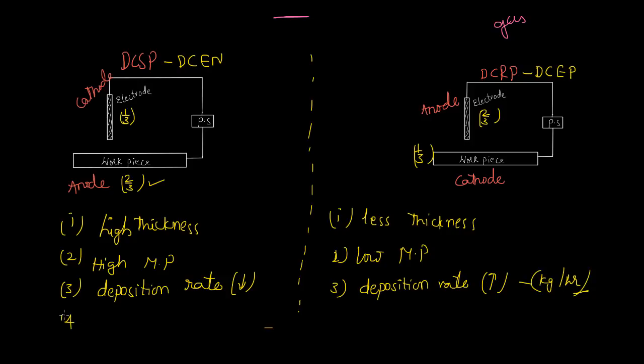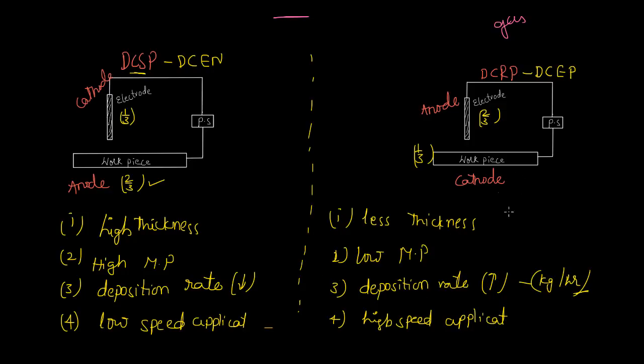And then come to the fourth comparison, that is by this welding technique, that means DCSP technique, it is for low speed application. Here it can be used for high speed applications. That means the welding speed is higher in DCRP when compared to DCSP.